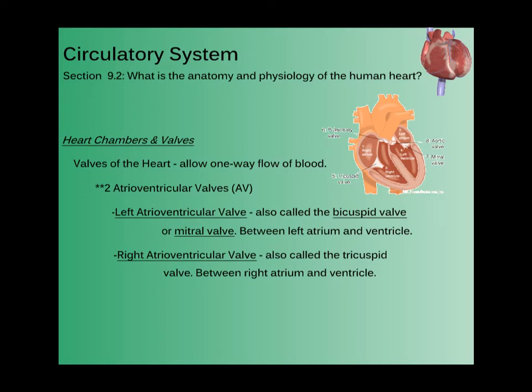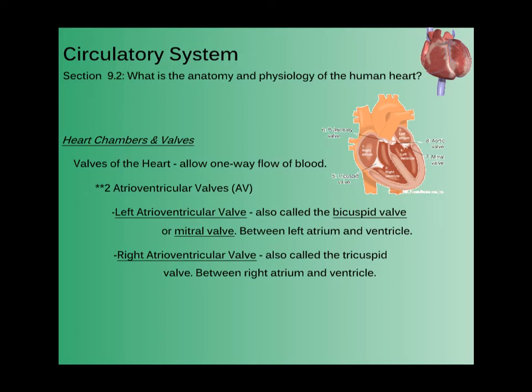So the left AV valve is going to be between the left atrium and the left ventricle, so it's going to be located right here. And the right AV valve, or right atrioventricular valve, is also called the tricuspid. Same thing applies. Don't expect everybody to know this, but you may see that in the future. That is going to separate the right atrium and right ventricle. So it's going to be located right here. You can see it says tricuspid valve.